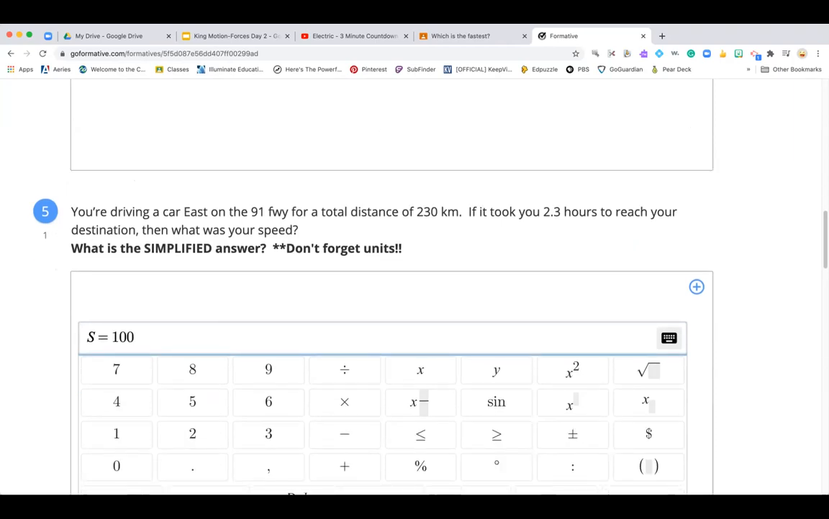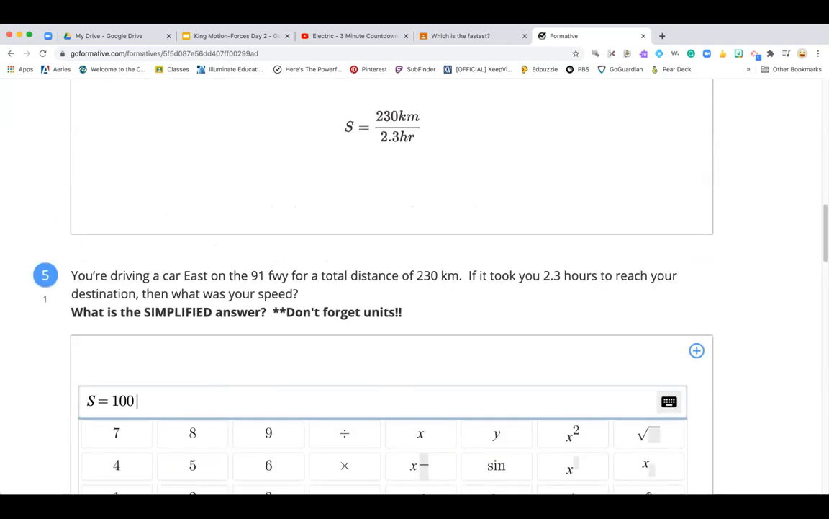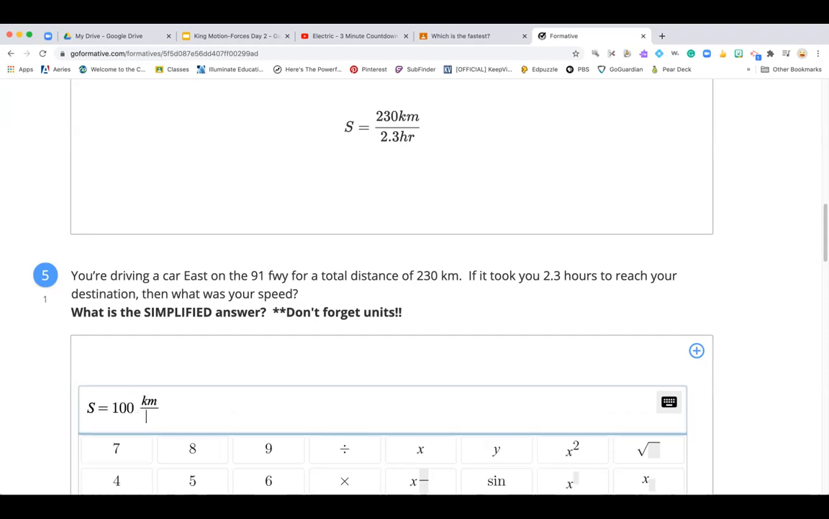Now I can continue the units here or I can space mark it there. Don't forget the units. I'm looking at some of your answers and you're leaving out the units. Notice my kilometers on top and my hours on the bottom. None of them are the same. Nothing's gonna count. So I'm gonna go kilometers per hour.